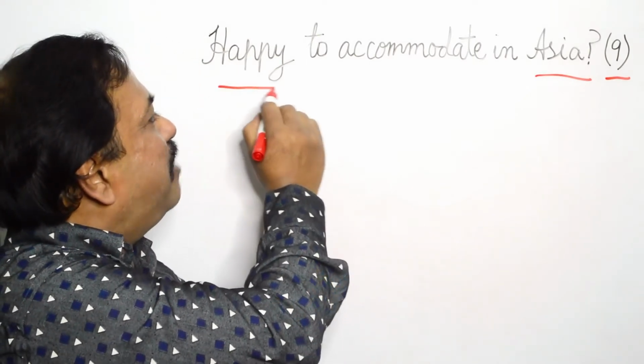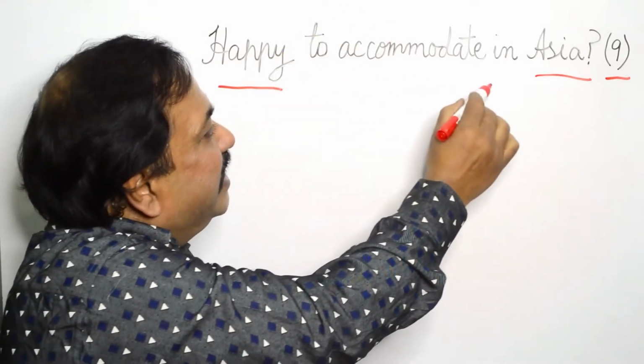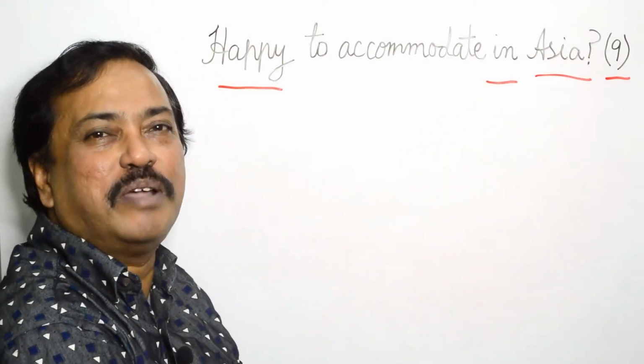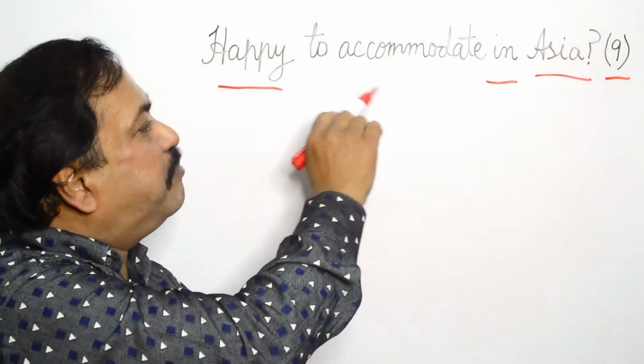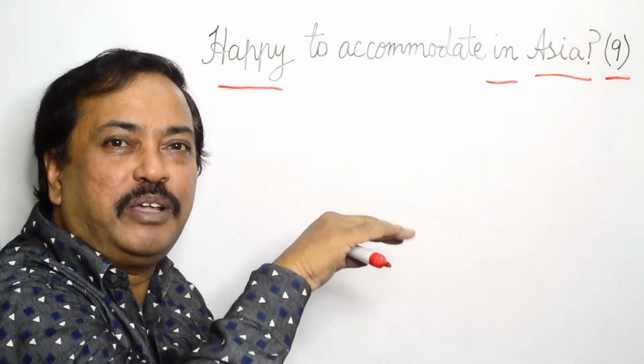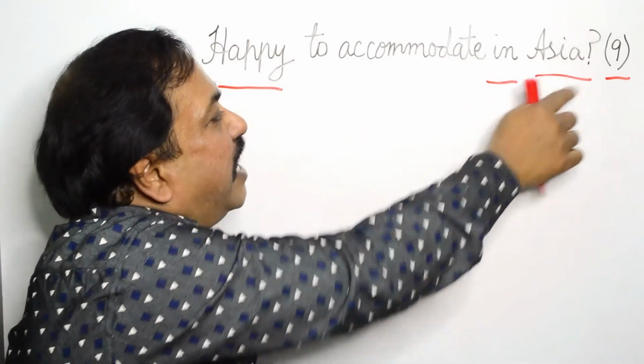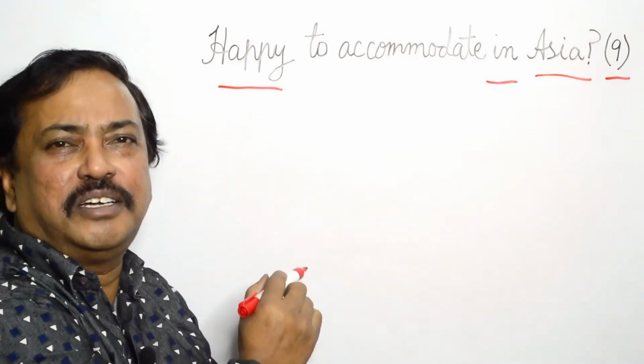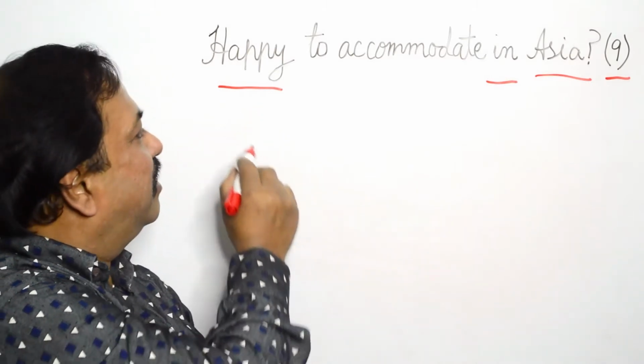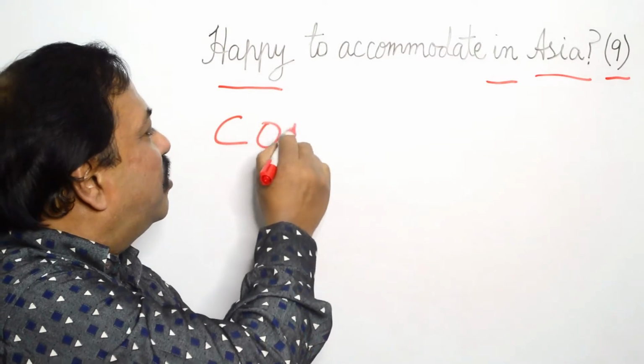Now, happy, the X part, to accommodate in the Y part. Now, happy to accommodate in means happy will take inside the word in. Now, it's asking for a 9-letter word. Another word for happy we can think is content.